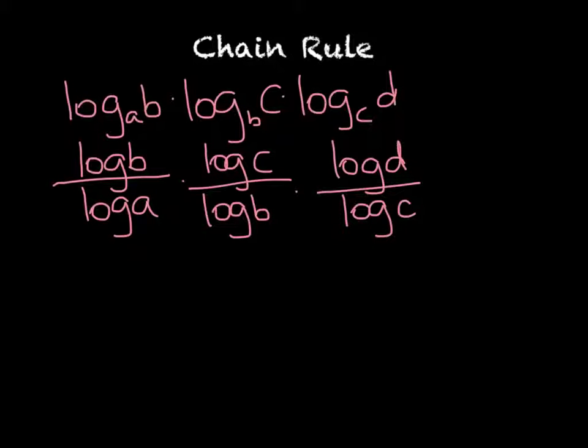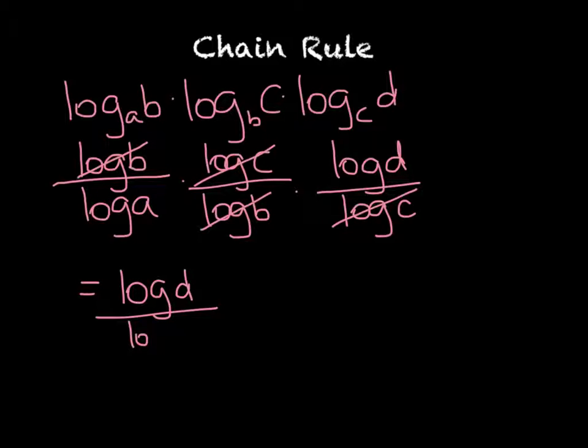And now we see that we can cancel out a lot of our numbers, so that what we're left with is log d over log a, and then we can rewrite this as log base a of d. So in general, whenever you have expressions in a form something like this, then you can just cancel out numbers, and what you're left with are the base and the number here on the ends.